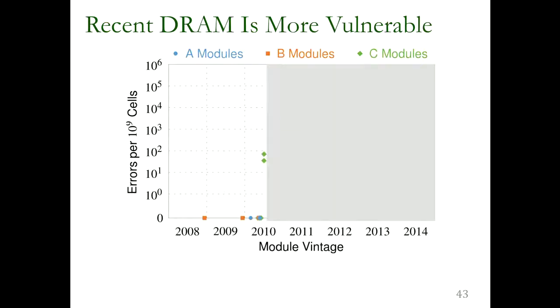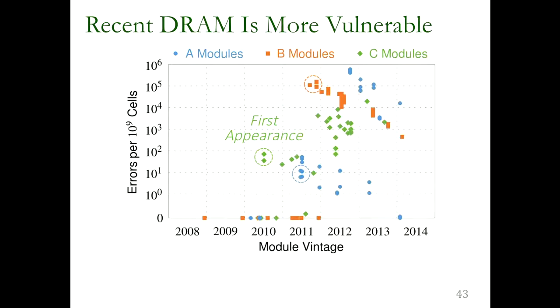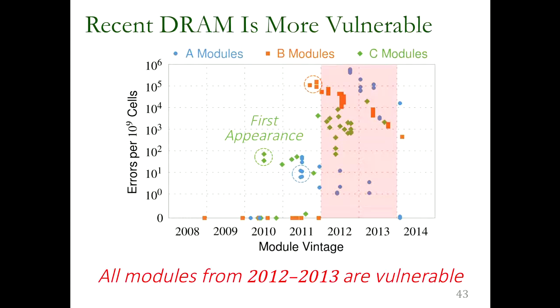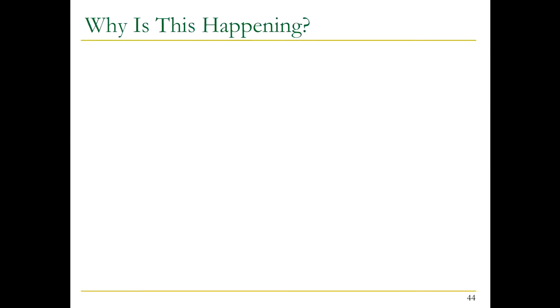So you test chips from 2008. You don't see the errors. This is when the module or chip was manufactured and the error rates per 10 to the 9 cells. You get zeros until 2010. In 2010, you start seeing the first appearance of the errors in DRAM chips. And if you look at any DRAM chip from 2012 to 2013, all of them are vulnerable. Basically, you'll find that all of the chips will have these errors. Sounds bad, right? Well, maybe it's okay if you can tolerate those errors. But maybe not.